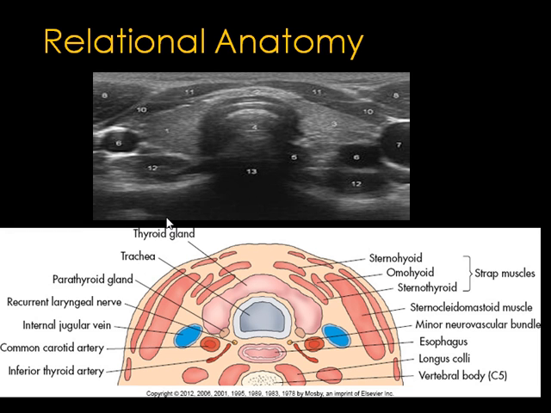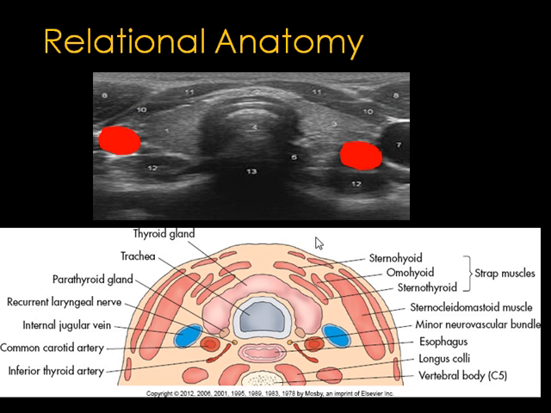Relational anatomy. Along the anterior surface of the thyroid gland, there are strap muscles. Here are sternohyoid muscles, appears as a thin hypoechoic band anterior to the gland. Here is the sternocleidomastoid muscle, appears as a large oval band that lays anterior and lateral to the gland. And here is the sternothyroid muscles.